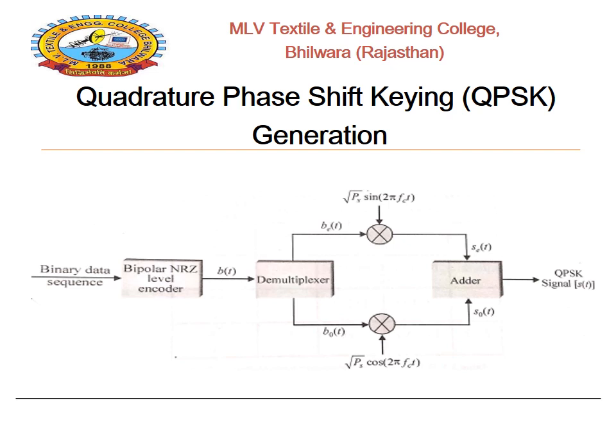In the next PPT we will learn about the generation of the QPSK signal. The basic block diagram is represented in this PPT. The first block is the input binary sequence, the combination of 0 and 1, which is given to the bipolar NRZ level encoder. It provides the particular format of the given input binary sequence and produces b(t). b(t) is the NRZ format of the input binary sequence.